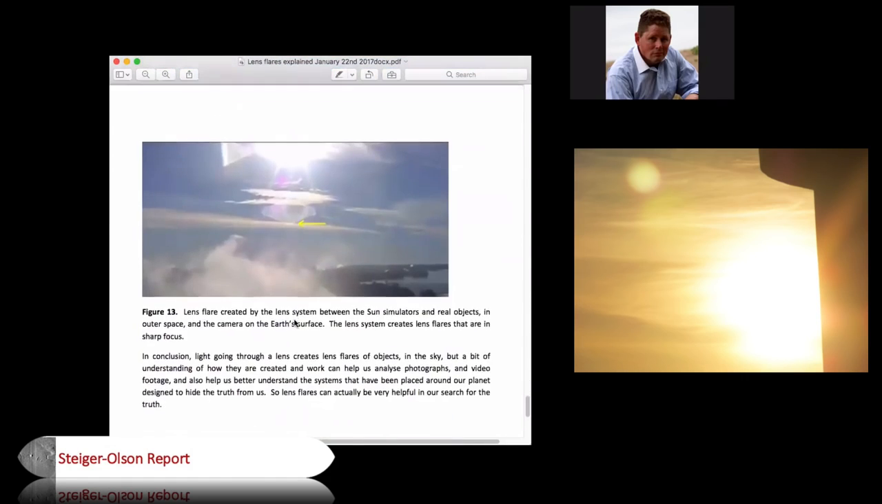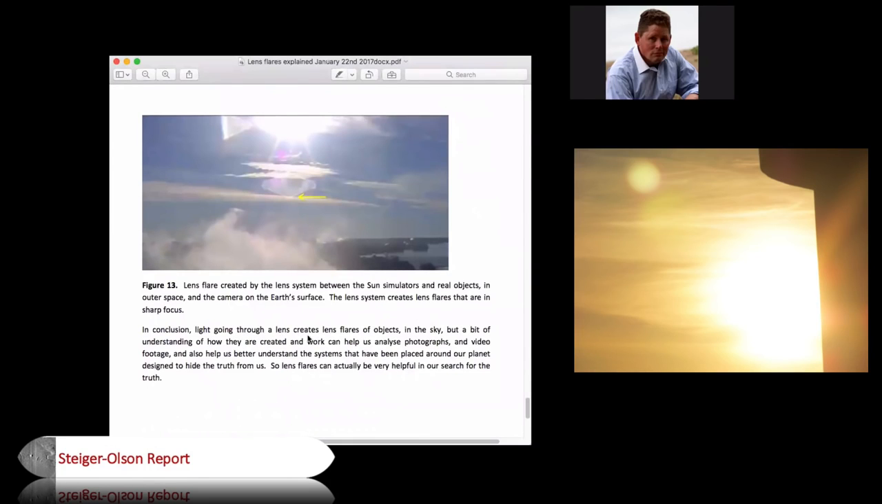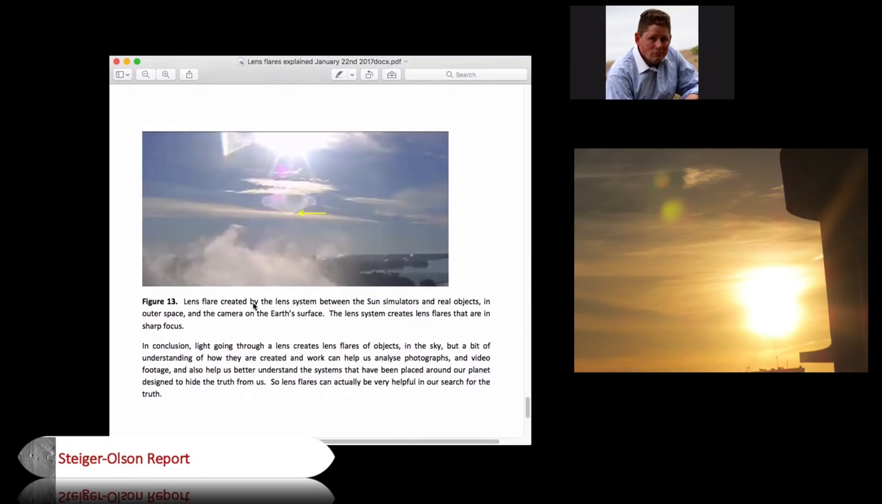which is right here. Light going through a lens creates a lens flare of objects in the sky, but a bit of understanding of how they're created and work can help us analyze photographs and video footage, and also help us better understand the systems that have been placed around our planet designed to hide the truth from us. So lens flares can actually be very helpful in our search for the truth. And here, in the last figure she has in this paper, is the lens flare created by the lens system between the sun simulator and real objects in outer space and the camera on the Earth's surface.